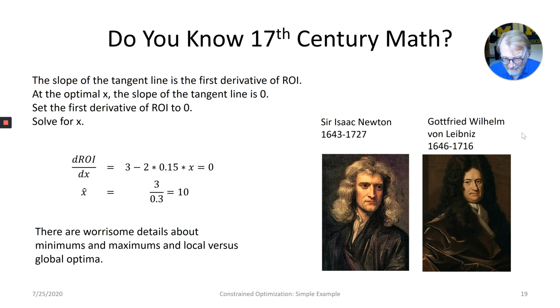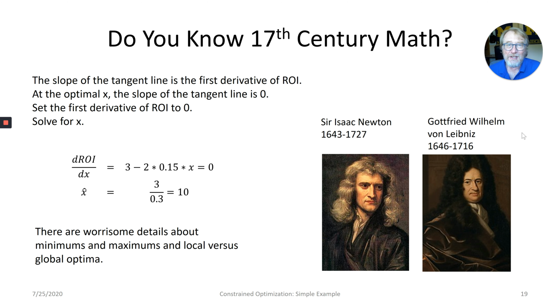But anyway, what you can do is take the first derivative of return on investment and set it equal to 0. The slope of the tangent line is the first derivative, right? So that's pretty simple. You don't have to be a genius like Sir Isaac Newton to start working with things like that. Then you solve for x. You say x is $10 million, and that's what we would have had.